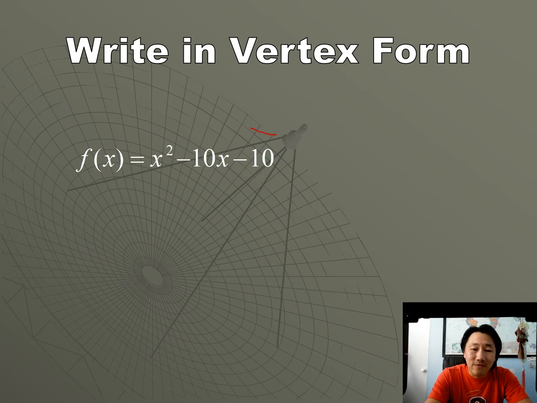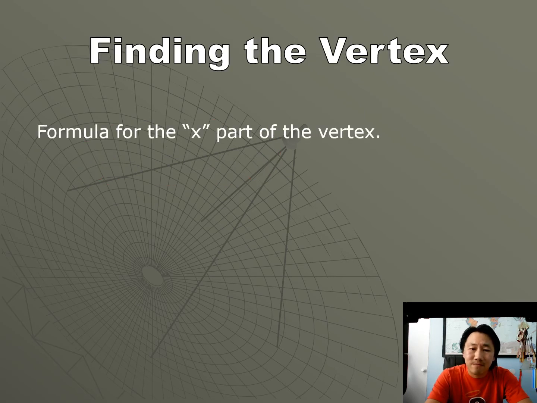Let's move on and go the other way. What if I give you an equation in standard form, and then I ask you to go back to vertex form? That can get a little bit tricky. All right, so let's go ahead and figure out how we can do that with the help of a little formula. Here's the formula.